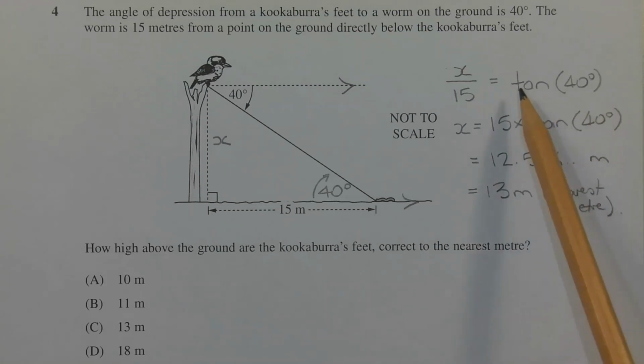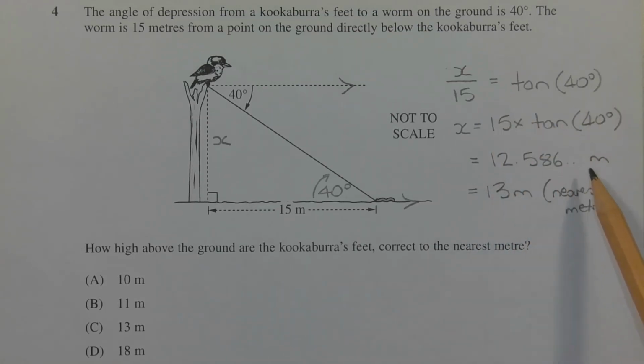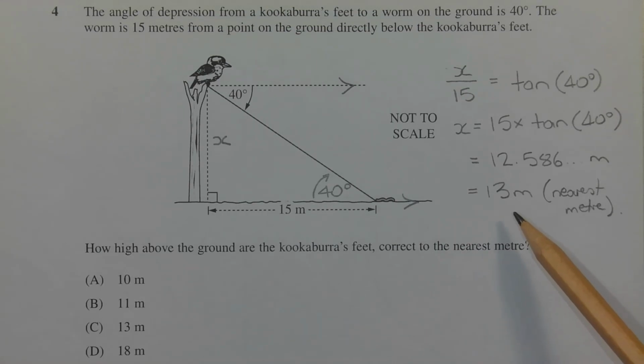And evaluating this expression here, that's equal to 12.586 and so on meters. Rounding that value correct to the nearest meter, we get 13 meters. Therefore, the correct answer is option C.